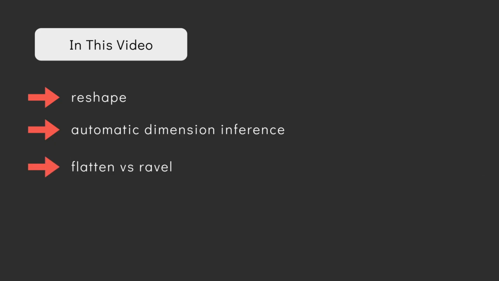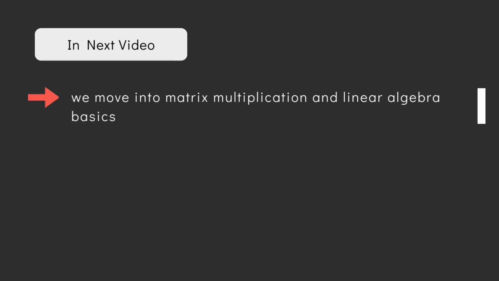So today we learned reshape, automatic dimension inference, flatten versus Ravel, transpose and expand_dims. Reshaping is not just formatting, it is structure control of data. In the next video, we move into matrix multiplication and linear algebra basics.